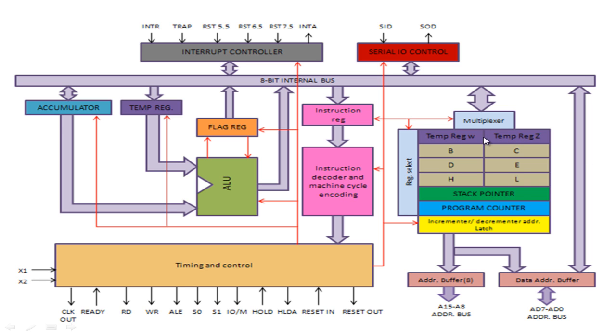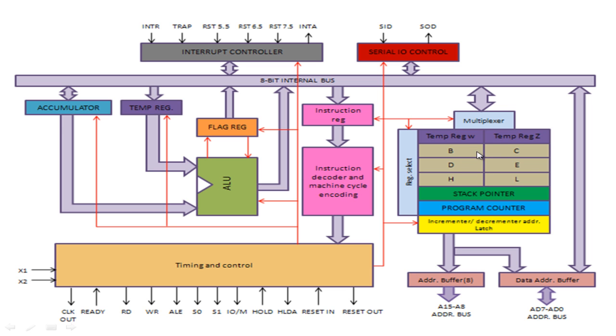So here we see temporary register W and temporary register Z. Generally in some block diagrams this is not shown, but these are very important registers. Suppose that we have to store something for temporary purpose, then register W and register Z are used. Then B and C are used as 8-bit registers, but generally they are used as BC pair register. BC pair, DE pair, HL pair registers are there.